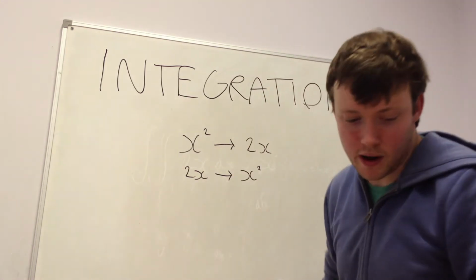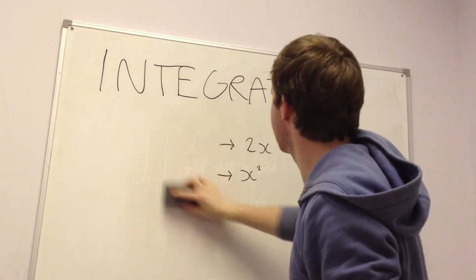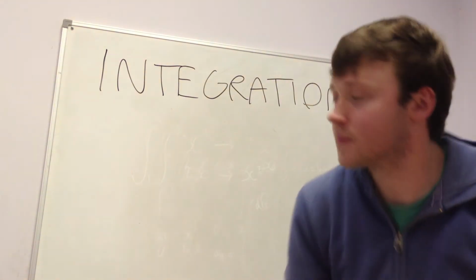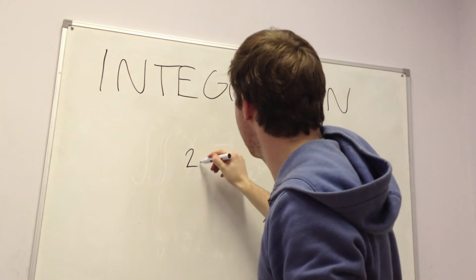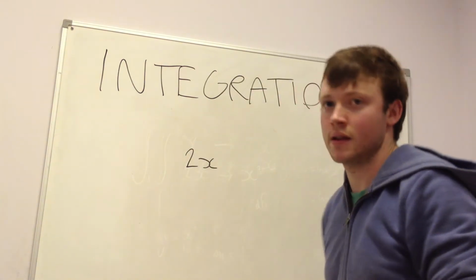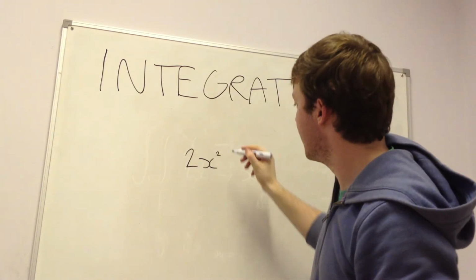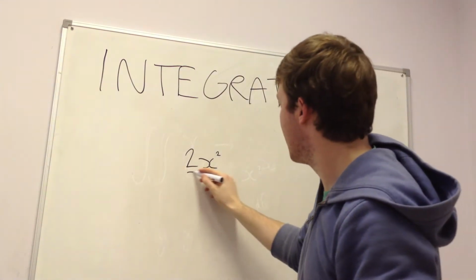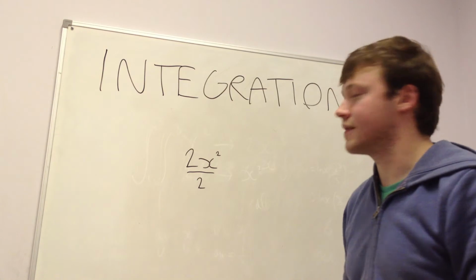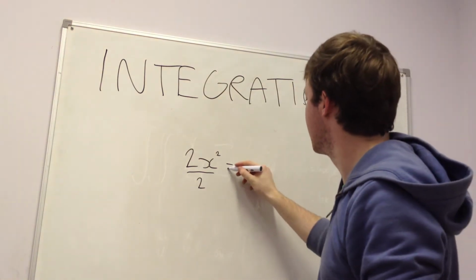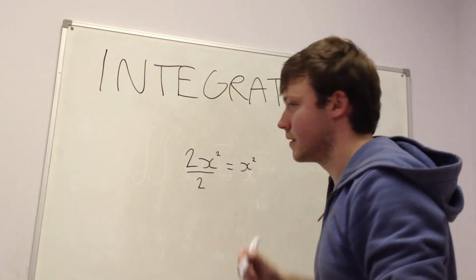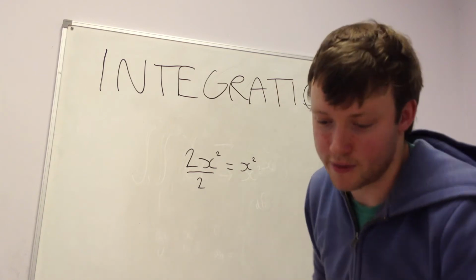Now that, in words, if we take 2x, is raising the initial power by 1. So x to the 1 raised by 1 is x squared. And then dividing by the new power. So 2x squared over 2 becomes x squared, which agrees with our previous result.